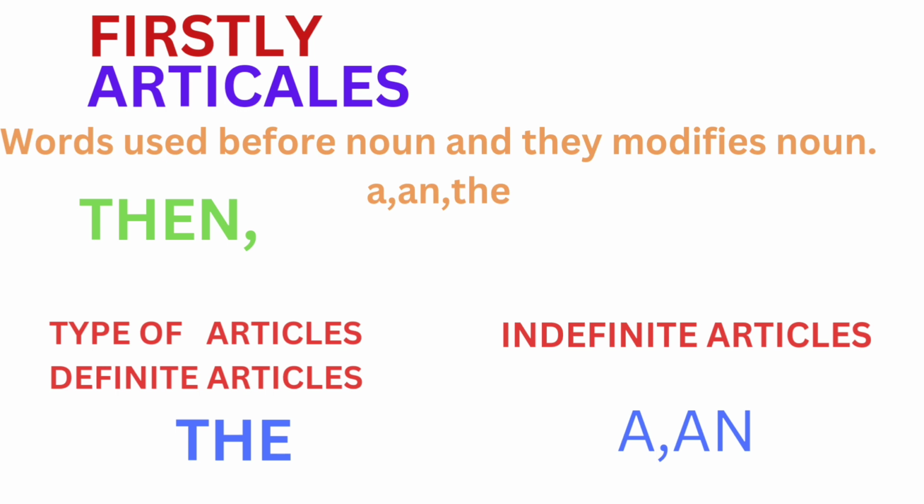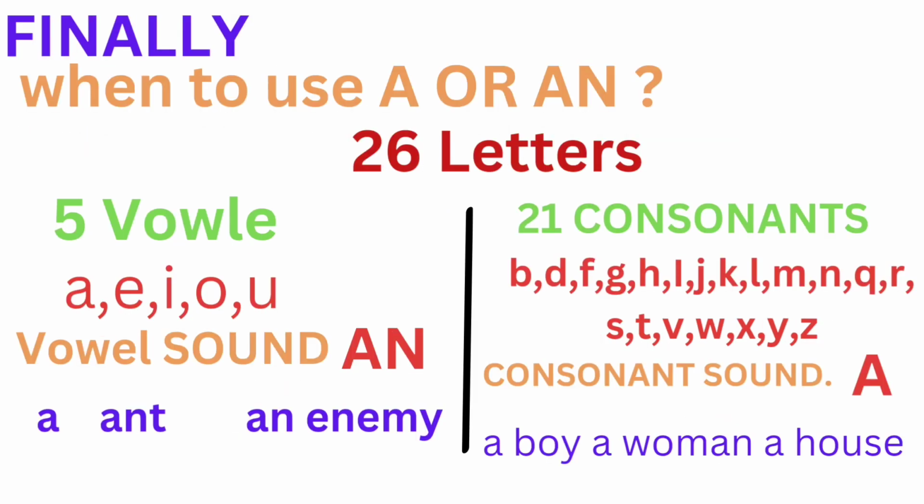Finally, we have learned and understood when to use a and an before a word: use a when words start with a consonant sound and an when words start with a vowel sound. That's all about this video.